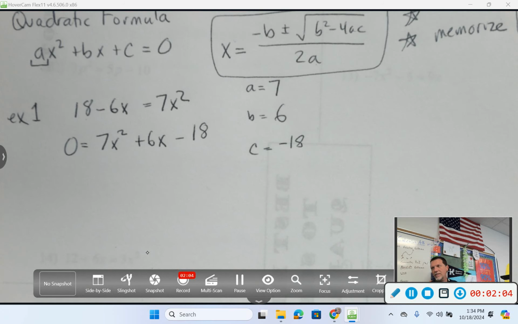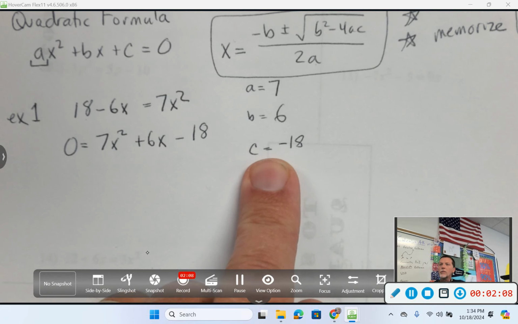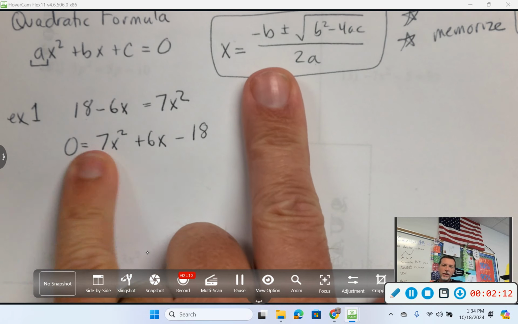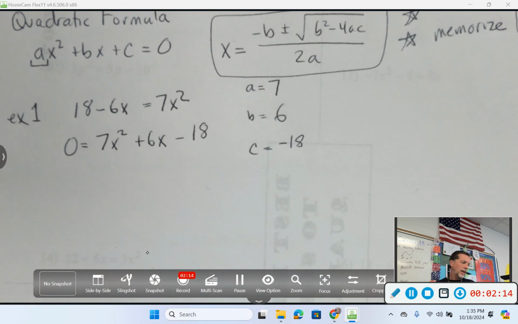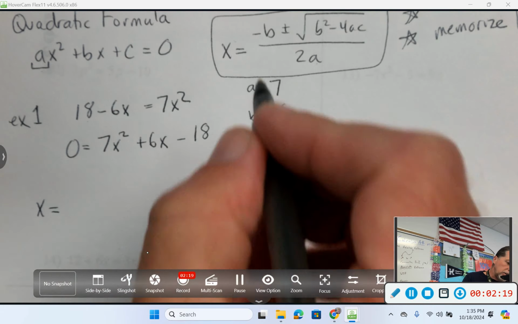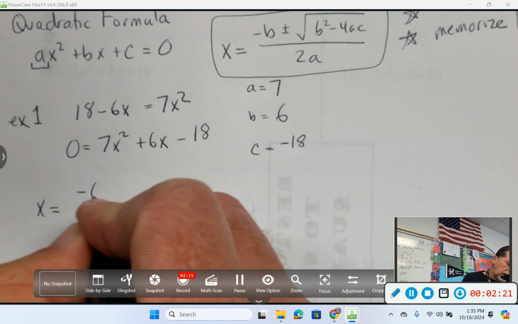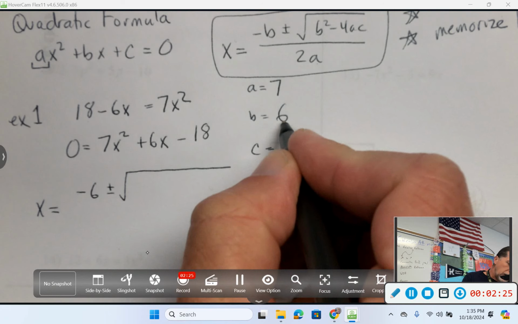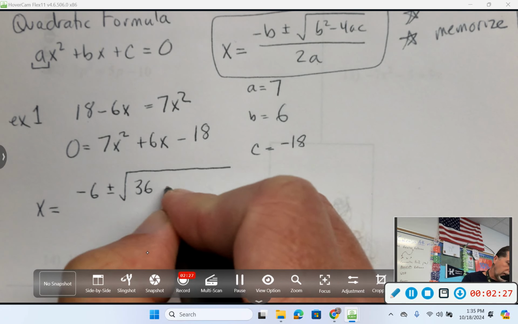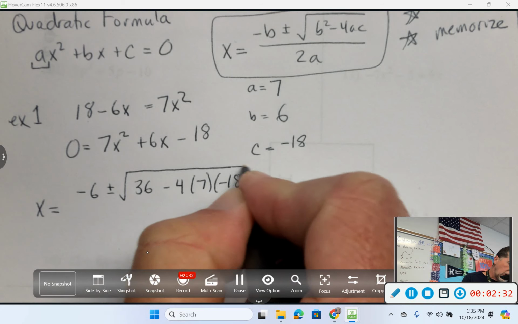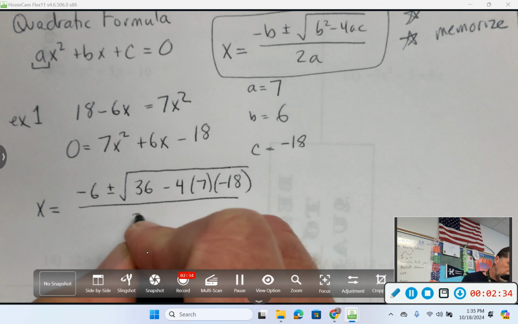Now we've got A, B, and C. We're ready to plug them in. If you need to write those out, write them out. Most of you, though, are just going to look at it, and you can just identify by looking who's who and jump straight to the formula, and that's certainly okay. So x equals negative b, negative 6, plus or minus the square root. B squared would be 36. Minus 4ac, all over 2a.